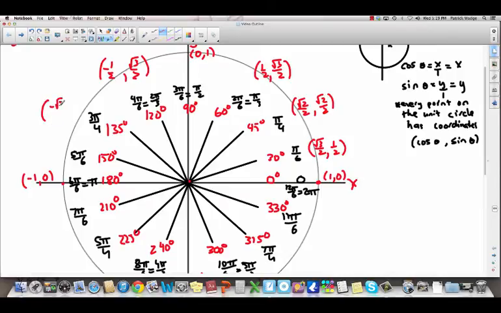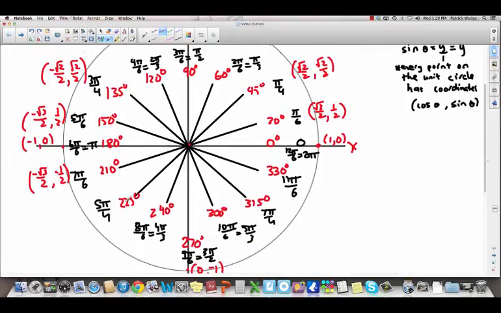This would be negative root 2 over 2 and root 2 over 2, etc. This would be negative root 3 over 2 and 1/2. And then we get down to here. They're both going to be negative because you'd be going in the negative left and the negative down. So this has another reference angle of 30 degrees, so this would be negative root 3 over 2 and negative 1/2. In other words, for a 210 degree angle, cosine is negative root 3 over 2 and sine is negative 1/2. And you just keep going all the way around.